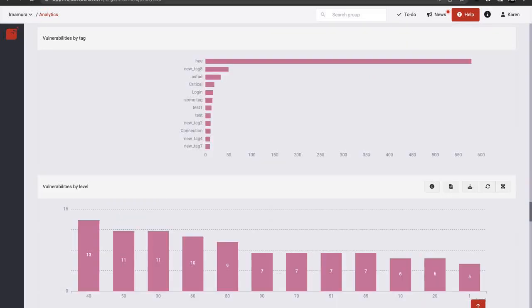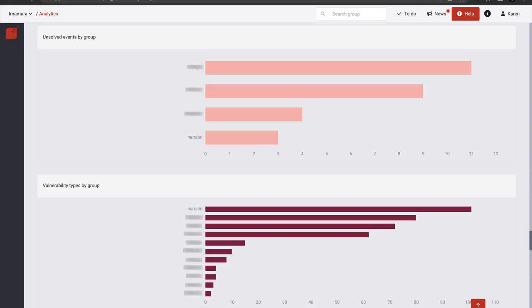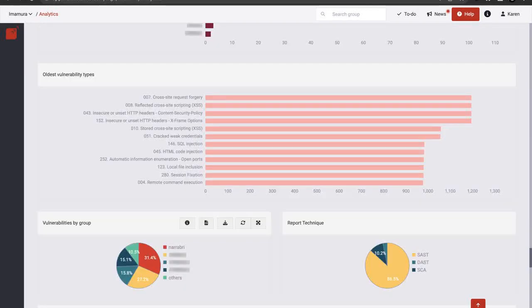See how many vulnerabilities have the tags that you have created, how many are classified with a certain internally defined level of priority, and how many have been accepted by each user in your organization. The next charts show you information split by groups about the number of unsolved events and the total reported types of vulnerabilities. You'll find out which types of vulnerabilities have been open the longest, and see the share of vulnerabilities between the groups in your organization.